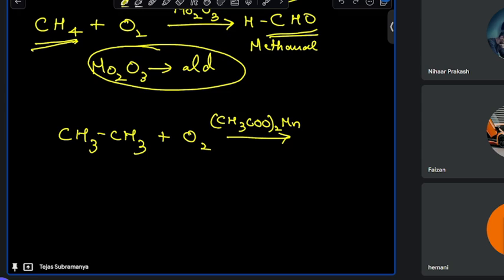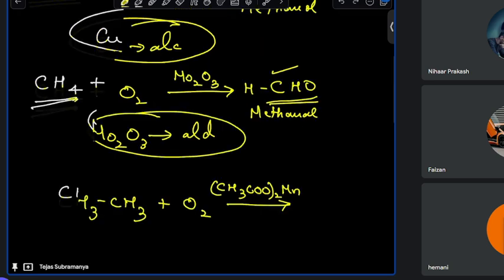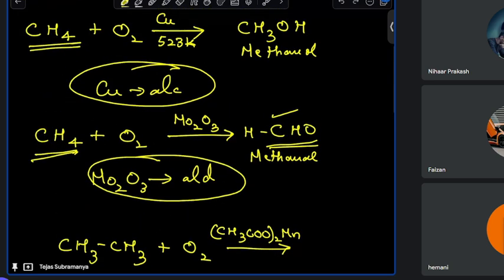If the catalyst looks complicated, then the answer is always an acid. I'll repeat that. If the catalyst looks complicated, then the answer is always acid. Now look at all the three catalysts. Copper is the simplest one.